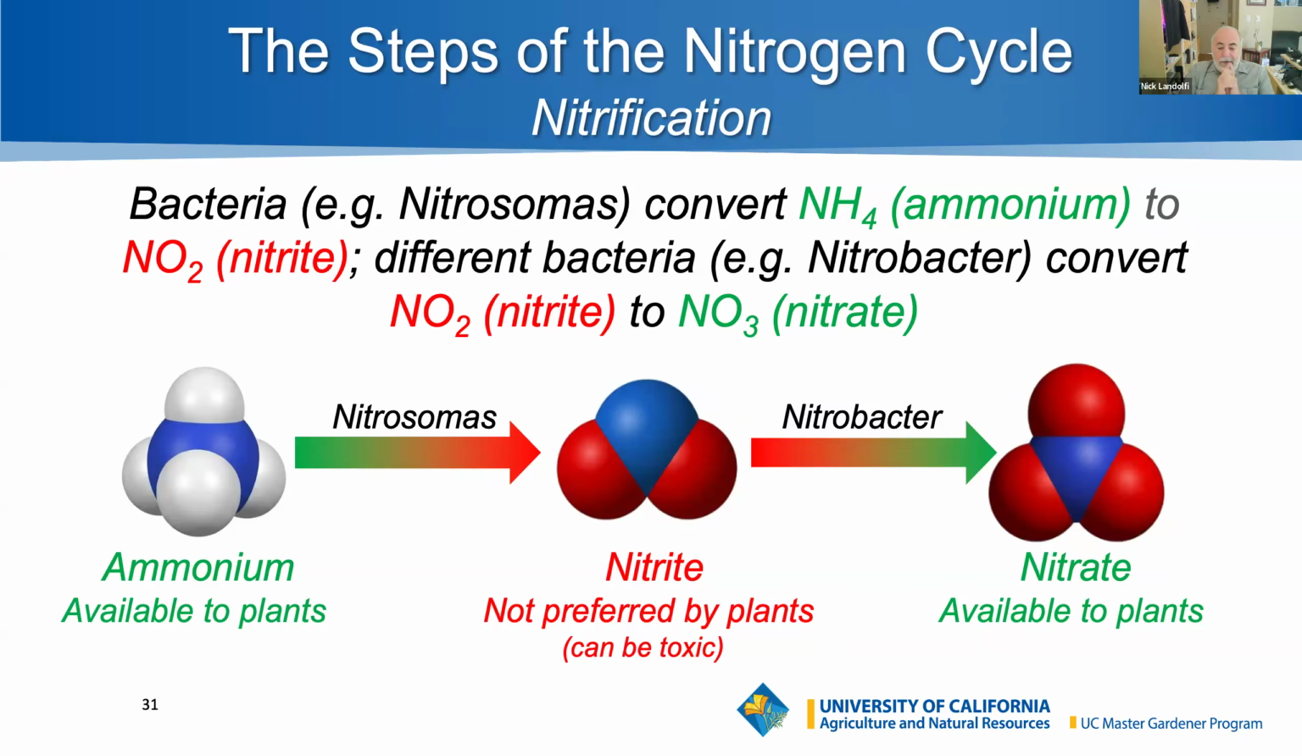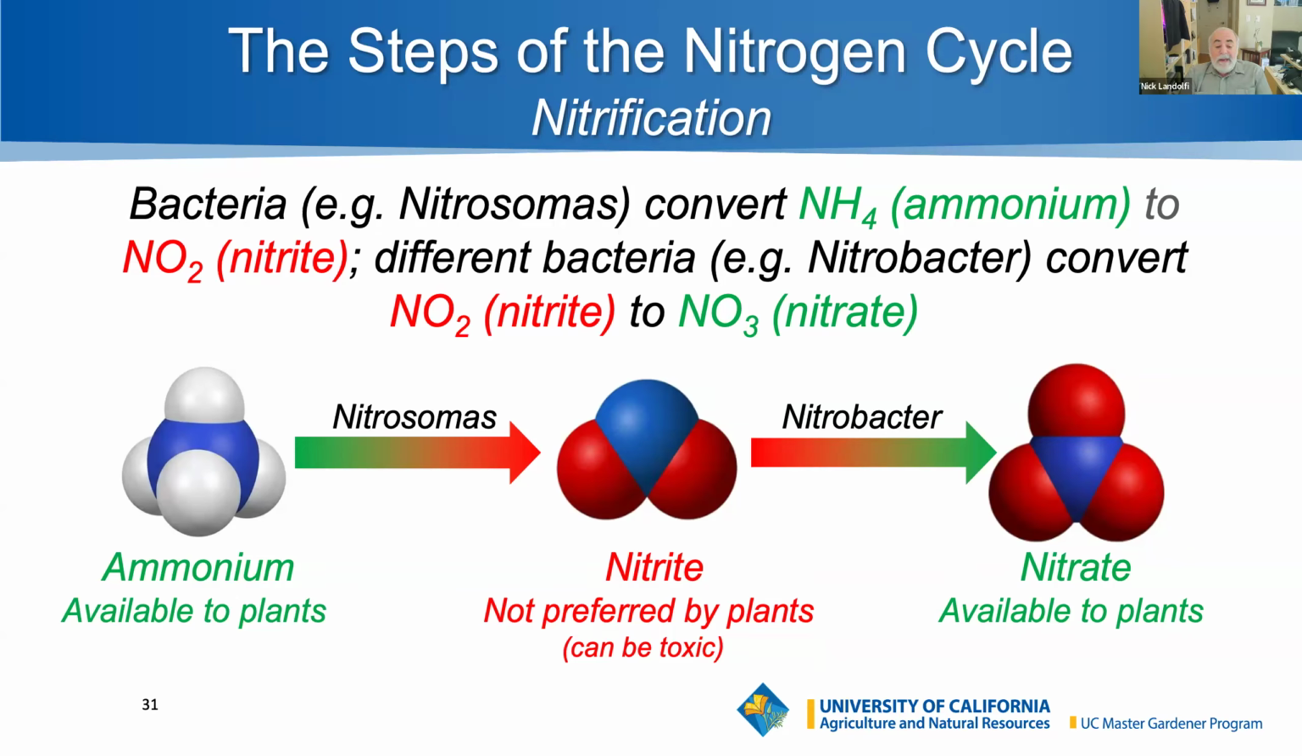Another step in the nitrogen cycle is referred to as nitrification. Nitrification is a 2-step process involving 2 different types of bacteria. In the first step, Nitrosomonas species convert ammonium to nitrite. In the second step, another type of bacteria, Nitrobacter species, converts the nitrite to nitrate.